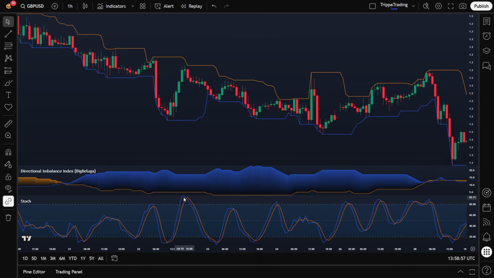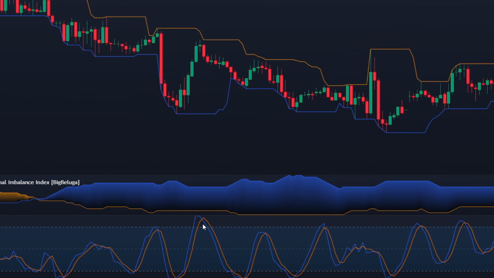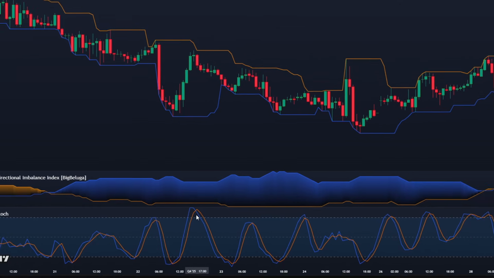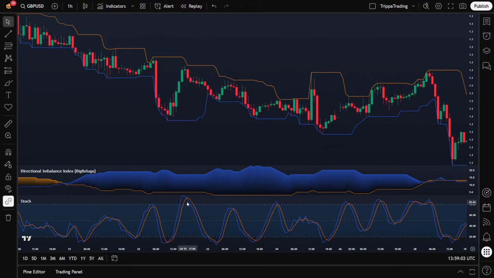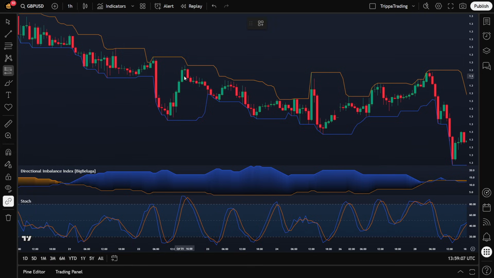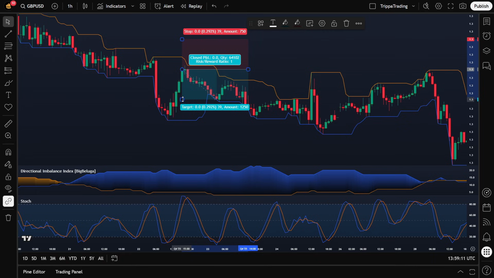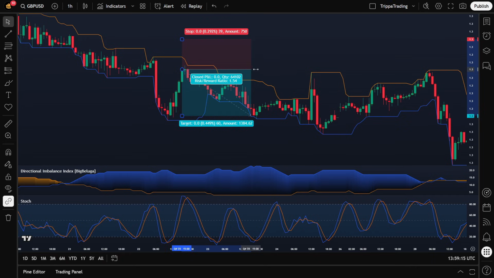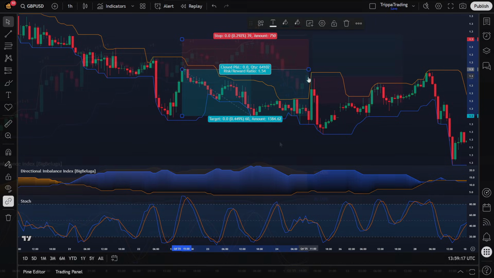Then we wait for the blue line to cross back below the orange line, just like we can see happened over here. When the cross closes and we are still in a downtrend according to the imbalance index, the sell signal is confirmed. We enter the trade with a stop loss above the previous swing and target around 1.5 times the risk. You'll see multiple entries like this in a row.